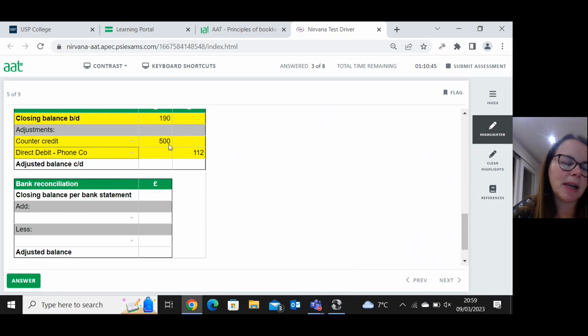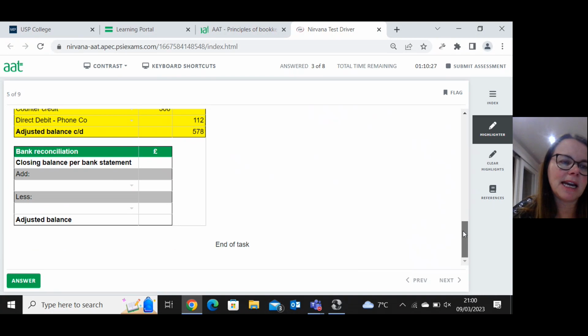So 190 plus 500 subtract 112 gives me 578, and it's got to be written on that side because it's got to balance. So both sides add up to 690. Right, then on to the bank reconciliation.